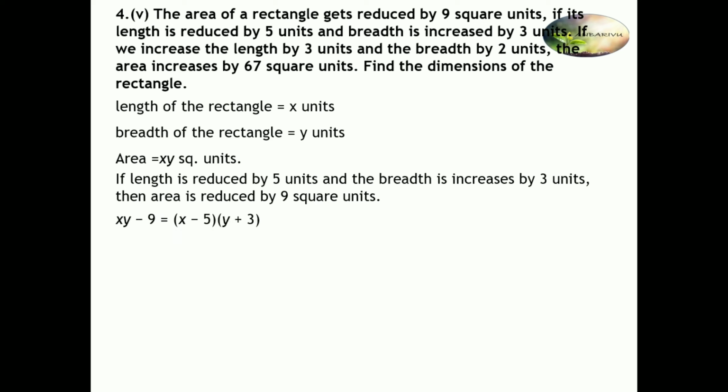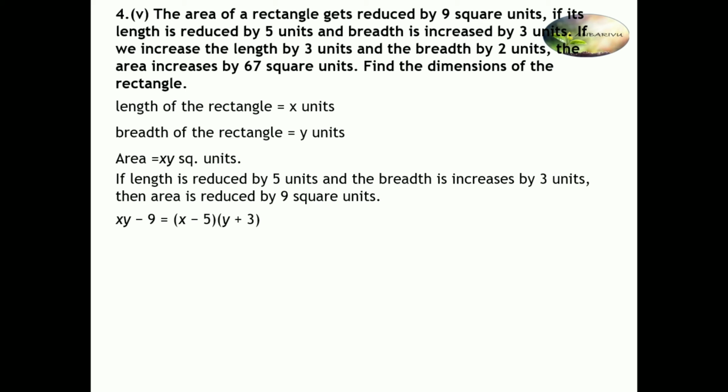So the area is going to reduce. So xy minus 9, the area is going to reduce by 9 square units. So xy minus 9 is equal to, from the length we subtract 5 units, so x minus 5, into, we increase the breadth, so y plus 3. Why are we multiplying? It is the area of rectangle formula, L into B. Here according to the first case, our length is x minus 5, breadth is y plus 3.